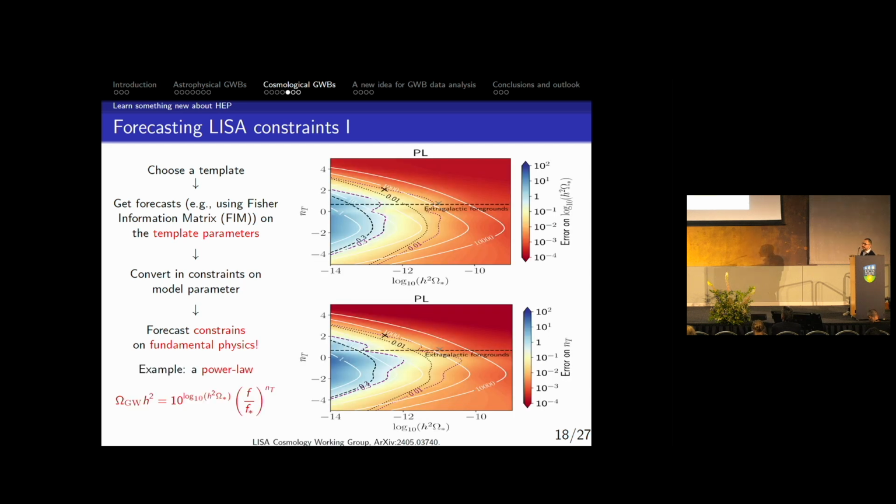Let me navigate you through an example. So let's take a power law signal, something very simple, just controlled by two parameters, an amplitude and a tilt.